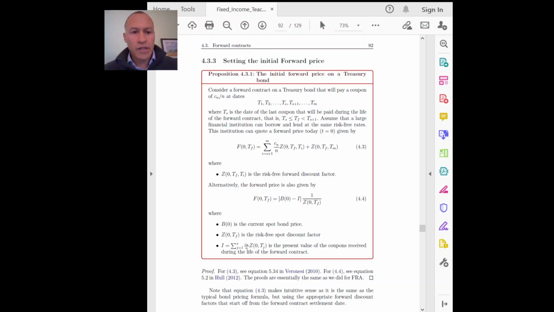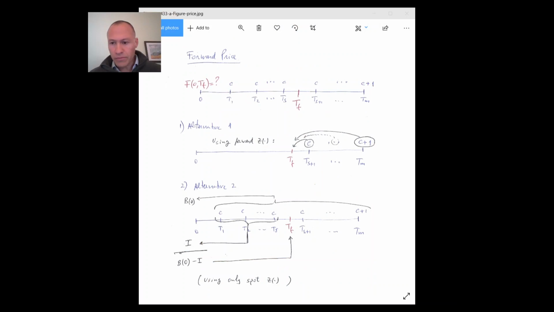Okay, let's now see how we can determine the initial forward price. So here are the formulas. There are two alternative ways of determining the price. Let me try to explain this intuitively. All right, so the timeline is like this.